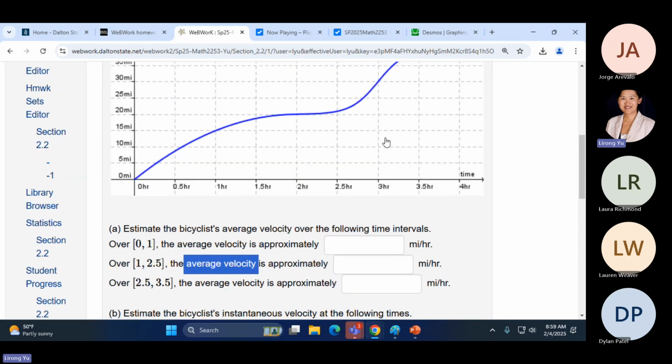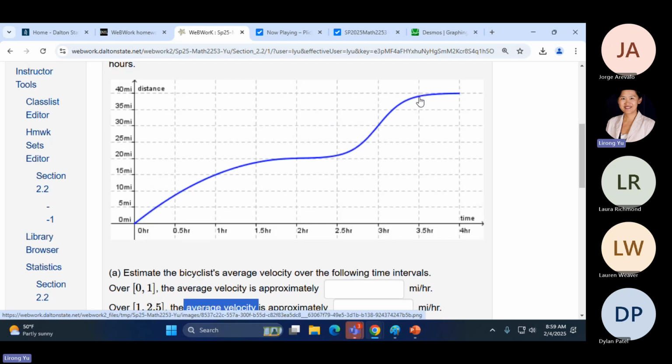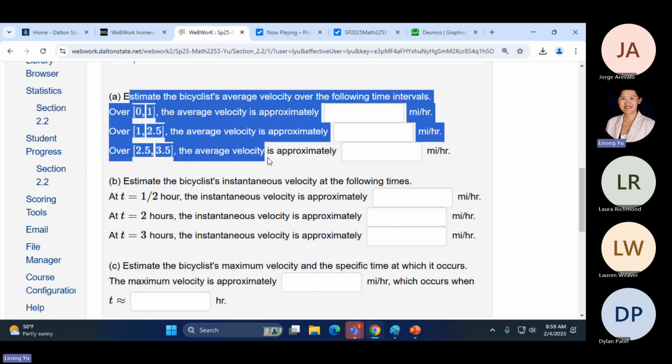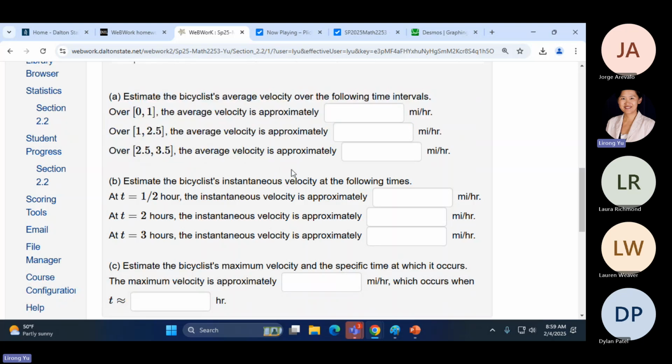Then the next one is 2.5 to 3.5. 2.5 is here. 3.5 is there. So you're going to connect them and try to calculate their slope. And that will be part A. Part A is all average velocity, so they are all average rates of change.